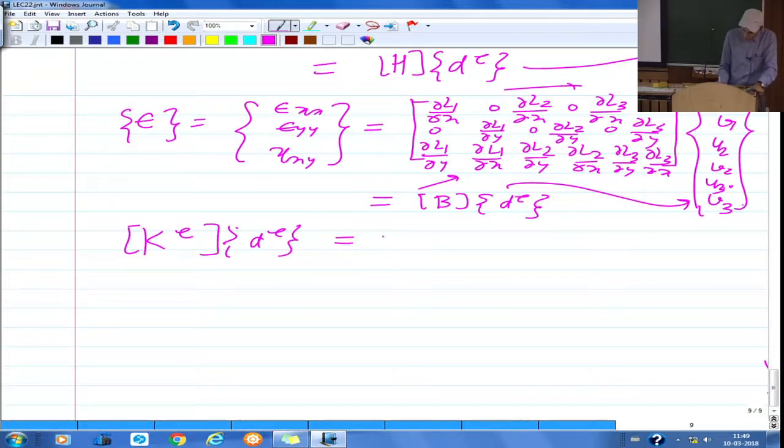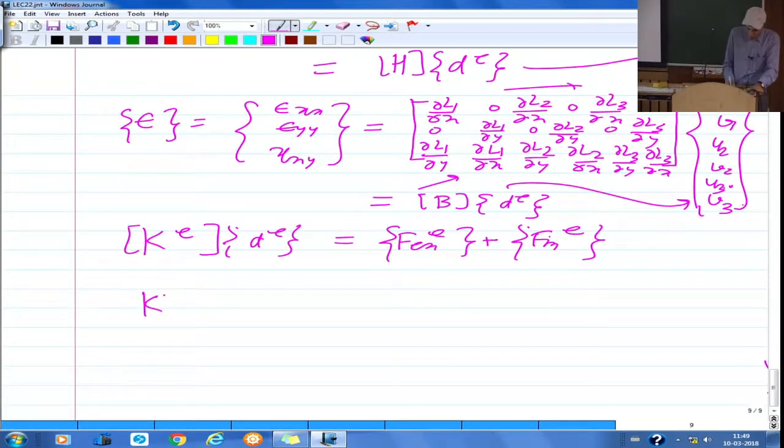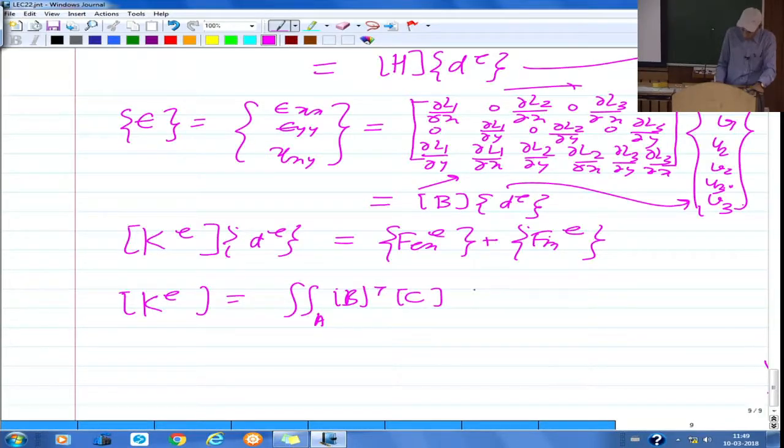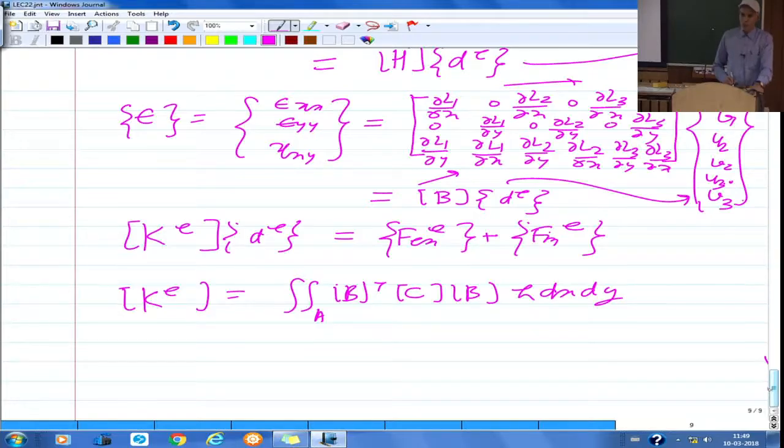K e D is equal to F external for the element plus F internal for the element. For now, your K e is going to be the integration over the area of the element of B transpose, in between now you have the constitutive matrix C, into B and H into dx dy. So this is going to be your element level stiffness matrix.